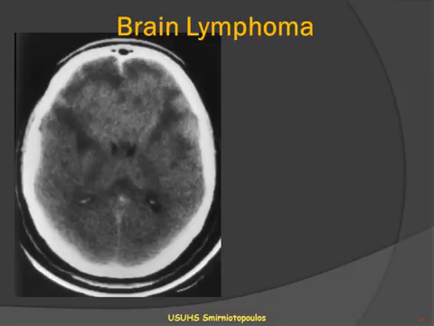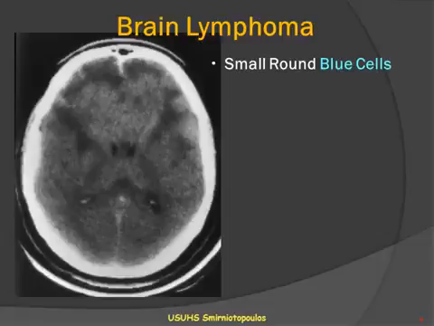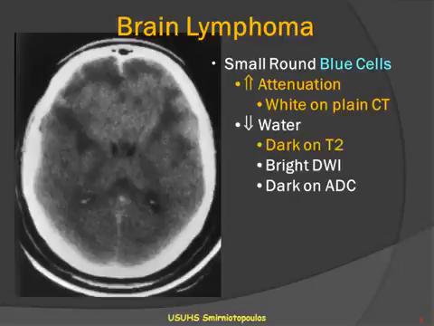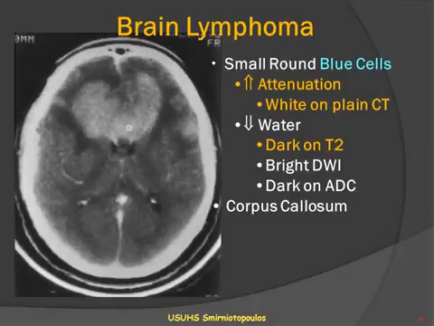So primary brain lymphoma typically is a hyperattenuating lesion on the non-contrast CT scan because this is a classic small, round blue cell tumor. Because the cells have a lot of DNA and they're very closely packed, they can attenuate the X-ray beam. Because they have decreased water, they may be dark on the T2-weighted MR. They can have restricted diffusion and be bright on DWI and dark on the apparent diffusion coefficient or ADC map images. The lesions lack a blood-brain barrier, so they always show abnormal enhancement in the corpus callosum.